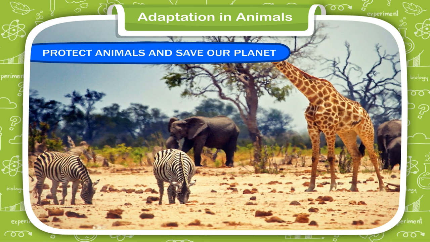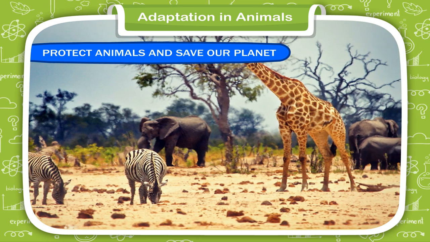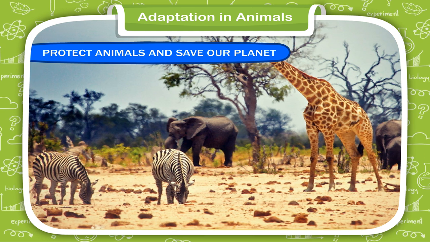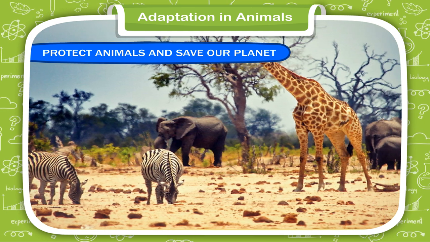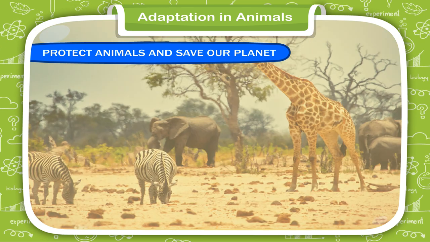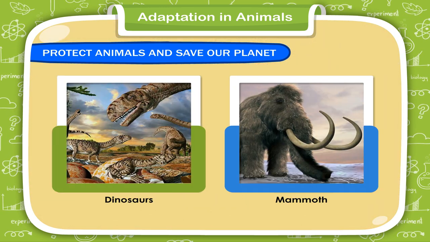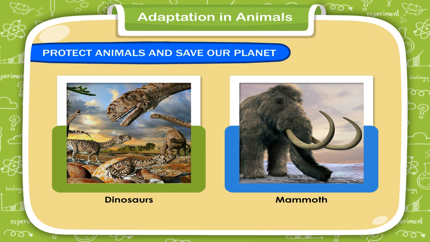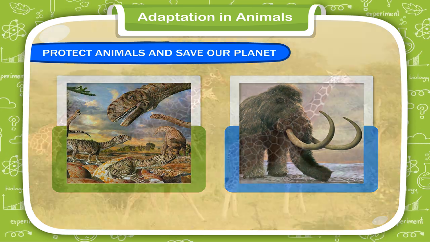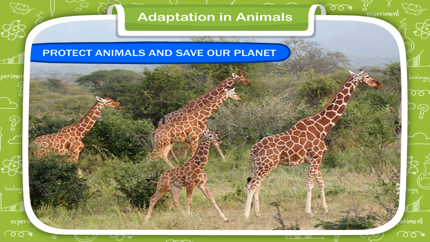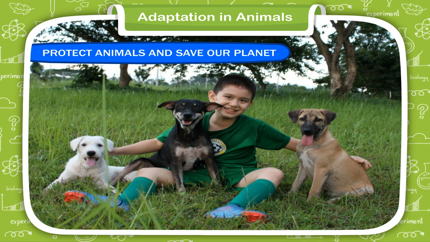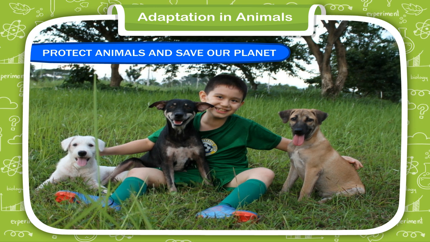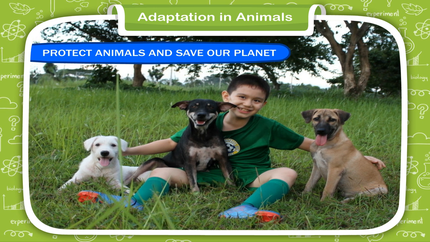Protect animals and save our planet. Like humans, plants and animals also play a significant role to maintain the balance in nature. Animals such as dinosaurs and mammoth are now extinct because they could not adapt to the changing environment. We must protect the animals and their habitat. We must show kindness to them and start conservation programs to protect endangered animal species.